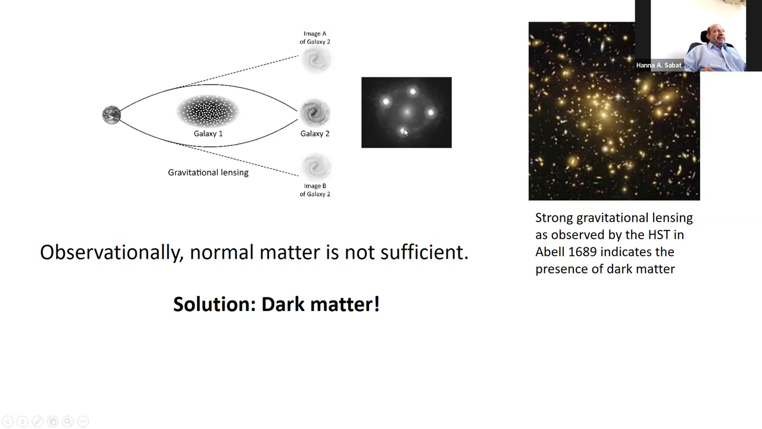call an Einstein ring. In any case, it was found that by comparing what is observed in this lensing galaxy with the mass causing this sort of lensing, there is more mass in this galaxy than what we can see. Therefore, the solution here also is to invoke dark matter. So that's the third reason for which we need dark matter.